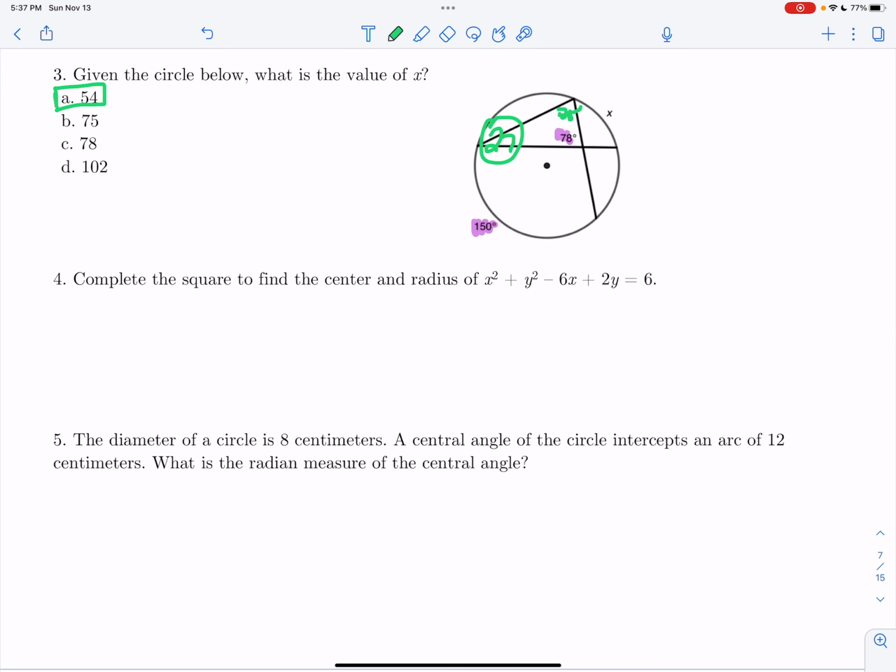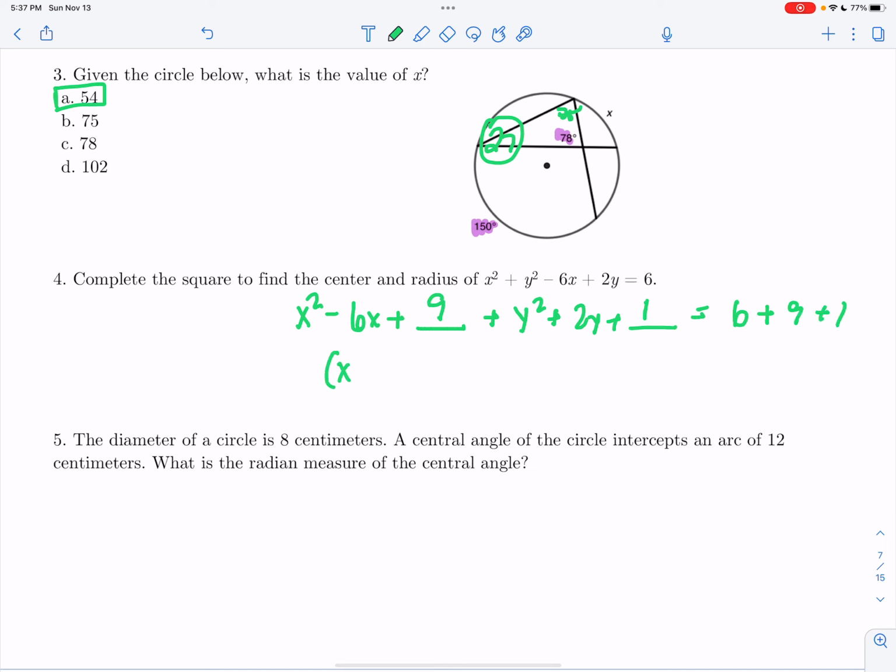Number 4, we're going to complete the square to find the center and the radius of this lovely thing right here. So x squared minus 6x plus blank plus y squared plus 2y plus blank is equal to 6. If I'm completing the square, this is going to be 9 and this is going to be 1. And I'm going to add it to the right side. (x minus 3) squared plus (y plus 1) squared is equal to 16. So my center is at (3, -1), whereas my radius is 4.